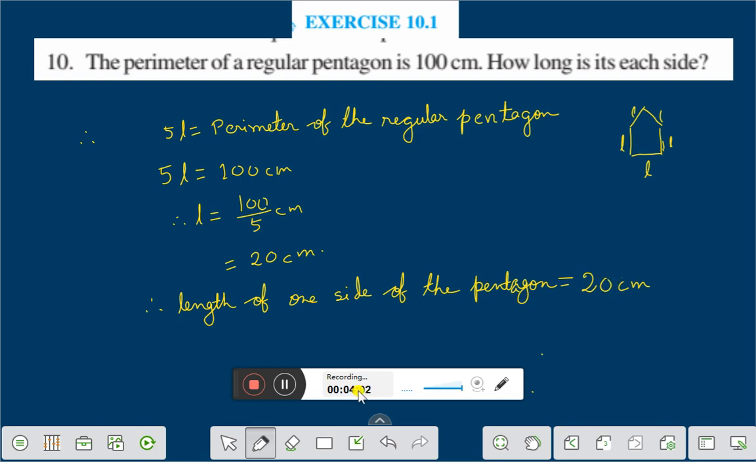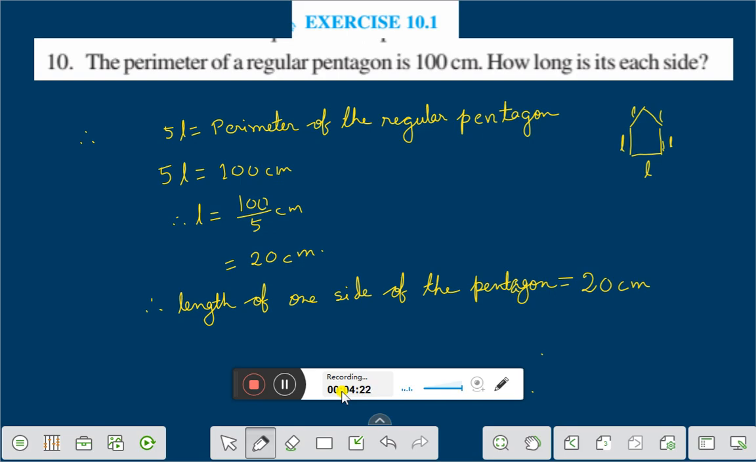right? Therefore, here you see the perimeter of a regular pentagon is 100 centimeter. How long is each side? Therefore, we know that the sum of all the sides of a regular pentagon is equal to the perimeter of the regular pentagon, right? If we say that each side of the regular pentagon is L, and we know that in a regular pentagon all the sides are equal.